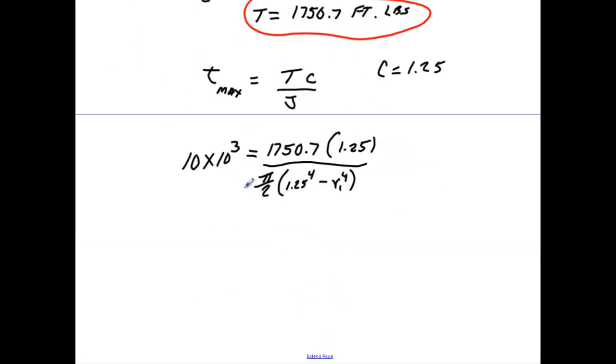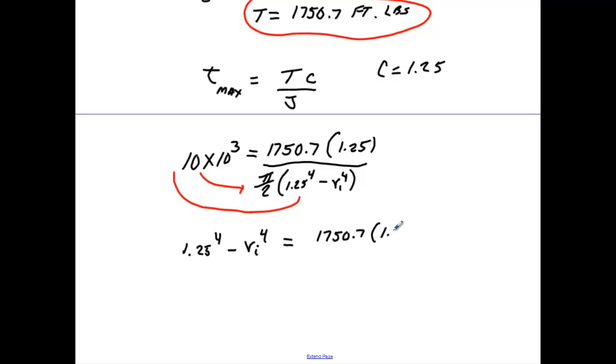And now all we have to do is solve for that. So I'm going to bring all this up to here and then bring this down to here. When I do that, I will get 1.25 to the fourth minus R inside radius to the fourth is equal to 1750.7 times 1.25 over pi over 2 times 10 times 10 to the third. Put that in parentheses.